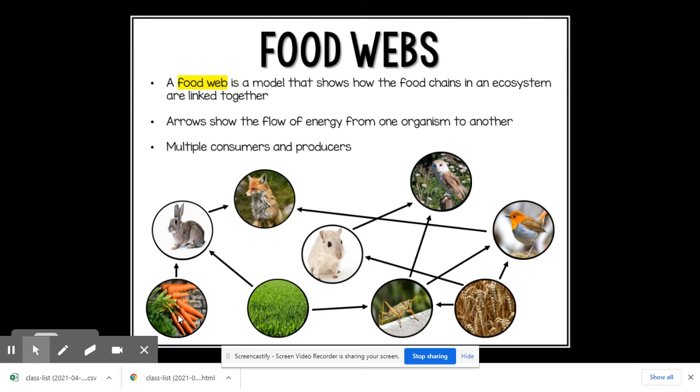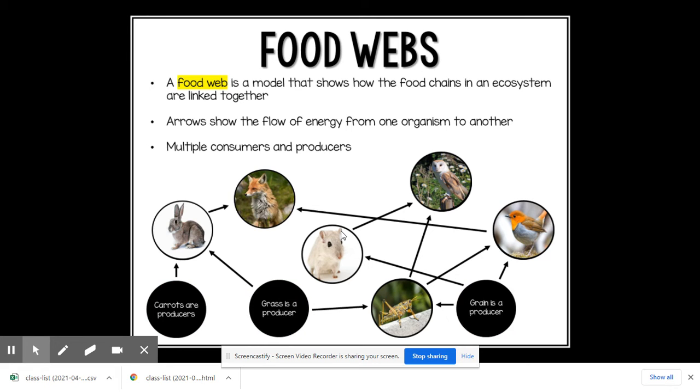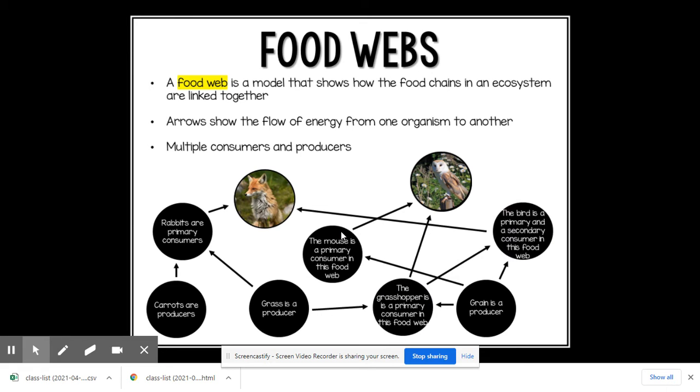Okay, or this is a very simple one. We have the carrots, which is a plant as well. The bunny eats the carrots. Same thing, we have a fox. So it looks complicated. You just want to break it up and follow those arrows. Again, the arrows are still showing that flow of energy from one organism to another. It just has multiple consumers and producers. Many, many food chains in that food web. So we're just going over the variety of food chains found in this food web.